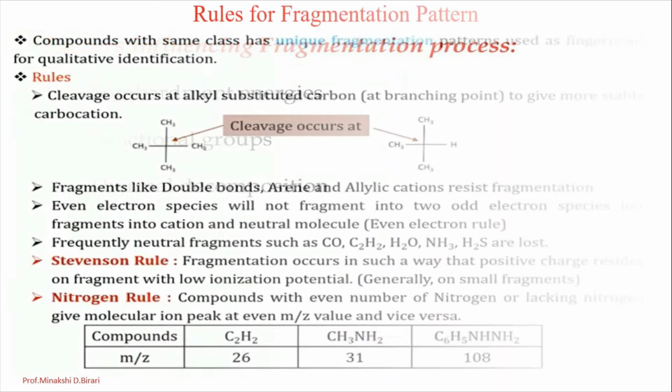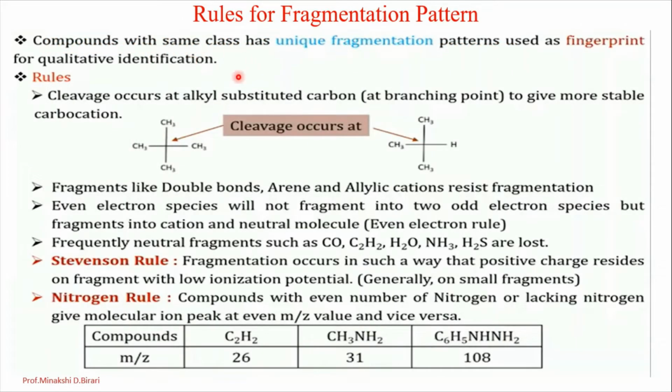Now we have studied the different rules for fragmentation. So it will be only the summary, or the different points which we have to remember for the fragmentation in mass spectrometry. So first important rule is that compounds with the same class have a unique fragmentation pattern, used as a fingerprint for qualitative identification.